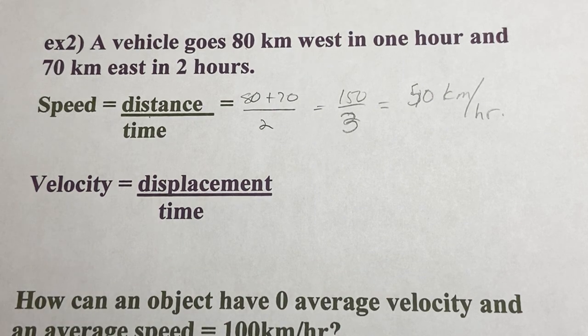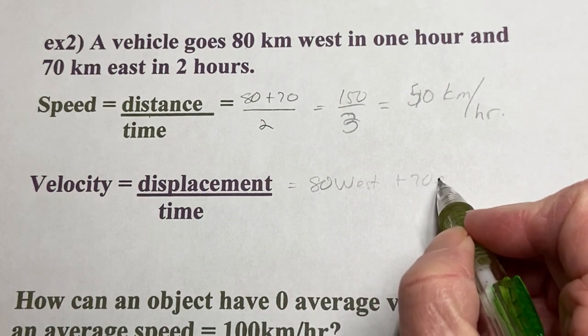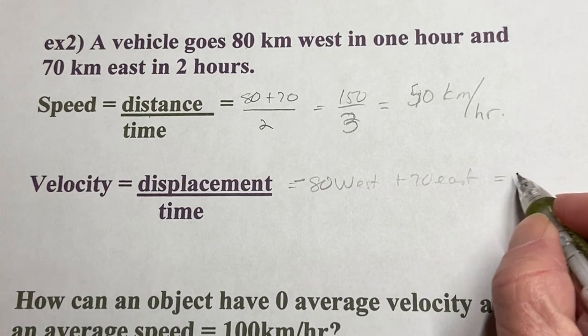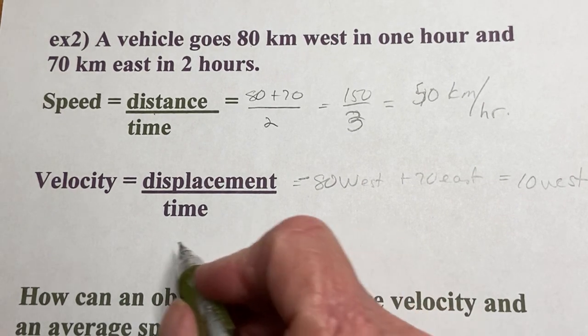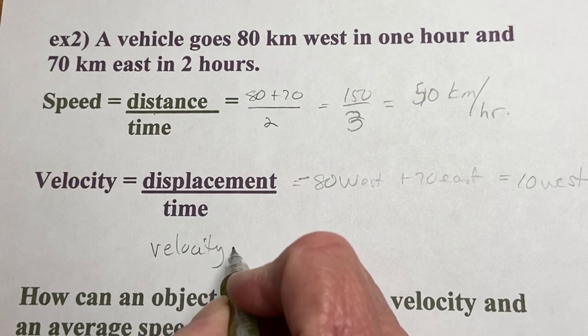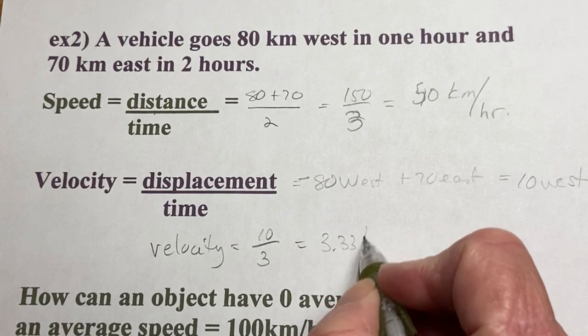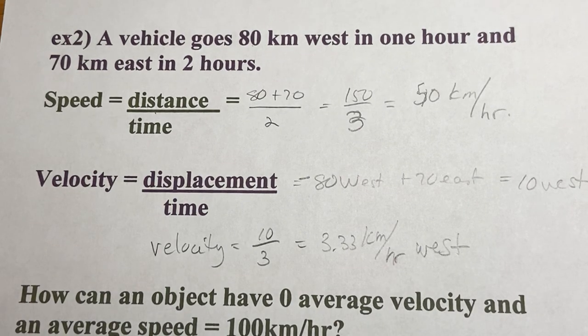Displacement, though, we have to think about the fact that we had 80 west and 70 east. These are vectors. Remember, west is going to be negative. That means that our total is really 10 west. So I'm going to do my displacement over time. My velocity is going to be 10 over 3, which equals 3.33 kilometers per hour. And I have to include the direction of west. Not a very helpful kind of velocity for judging going to a place. We definitely try to use speed more.